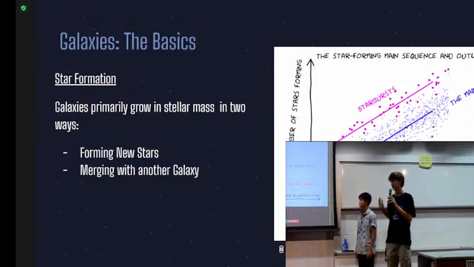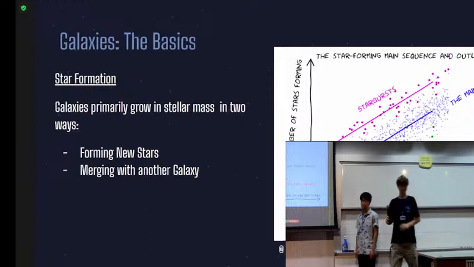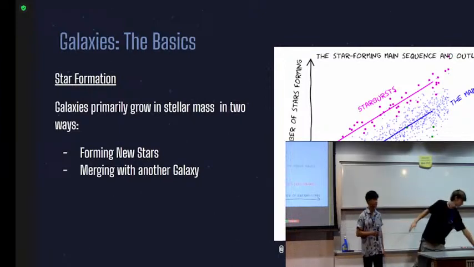After they go through their time in the main sequence, they typically either burst into the starburst section and then drop down into the Green Valley, or just go straight into the Green Valley towards the middle part of their lives. So they're not star forming at such high rates as the main sequence, but they haven't stopped star forming like the red and dead galaxies that you can see at the bottom of this chart.